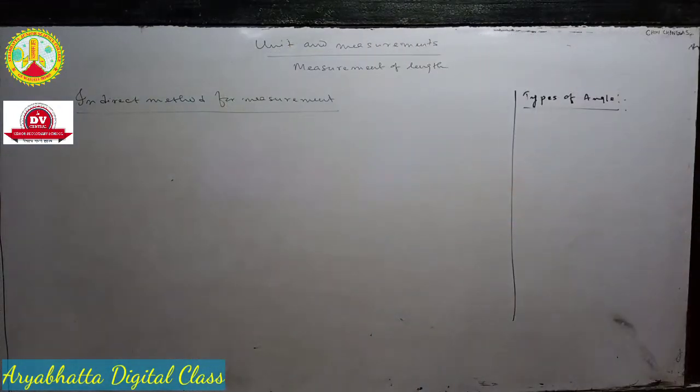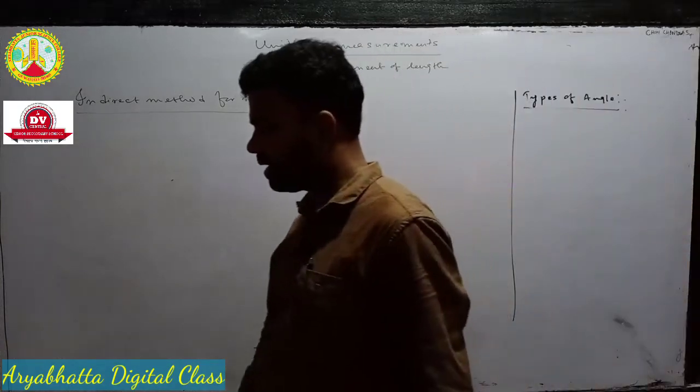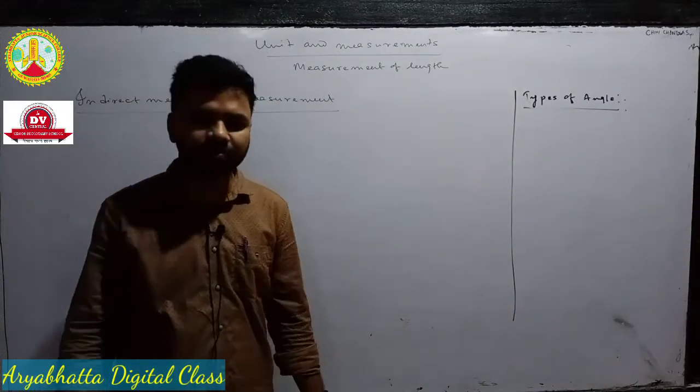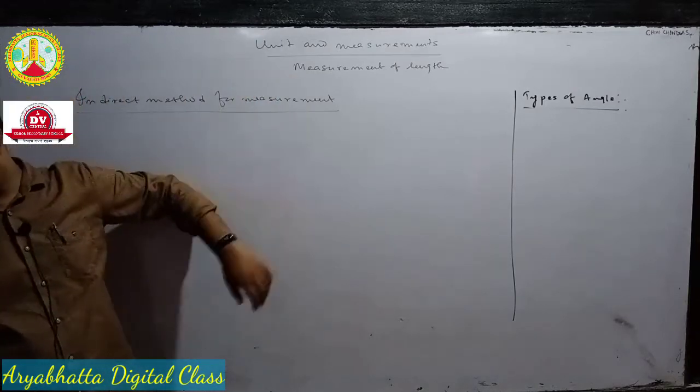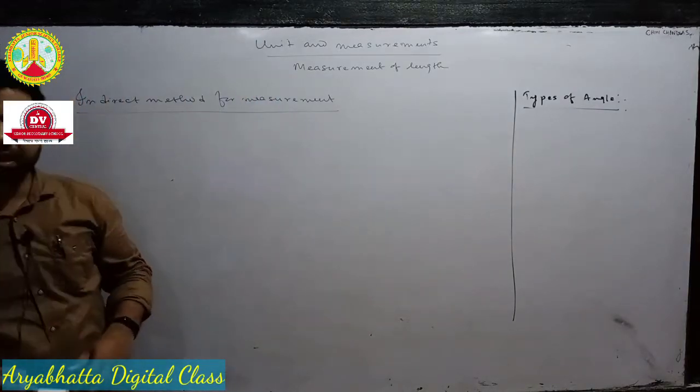So angles are of how many types? Angles are of two types. One is plane angle, which you have studied until now. Whatever angles you have come across are all plane angles. A plane angle can be represented in a plane.